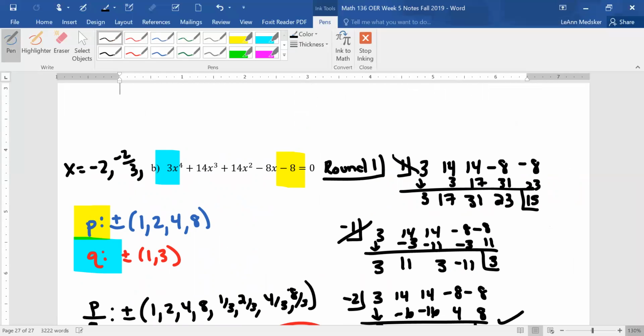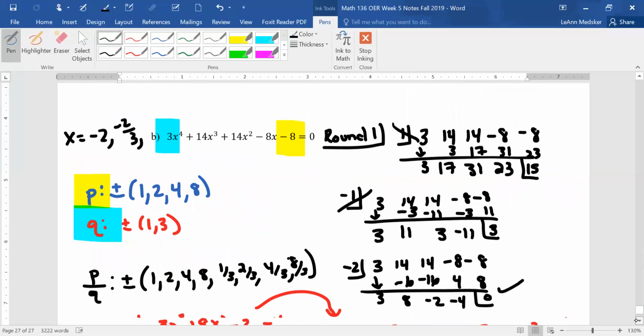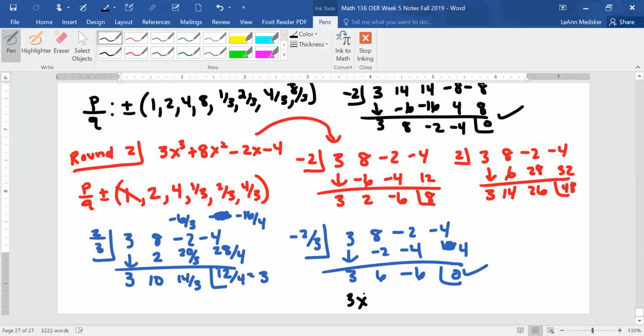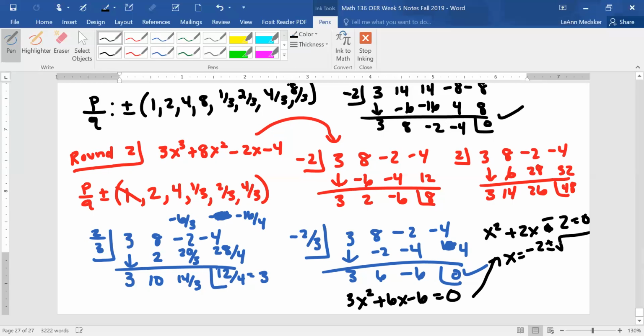Now it's up to us to find the last two solutions, and you don't need to keep doing synthetic division. First of all, you're not guaranteed that they are rational roots. They may be radicals or imaginaries. So this 3x squared plus 6x minus 6 is what we're working on now. So I can divide everything by 3, and that would make it x squared plus 2x minus 2 equal to 0. So x equals negative b plus or minus square root of b squared minus 4ac, sorry, I'm running out of room, all over 2a.